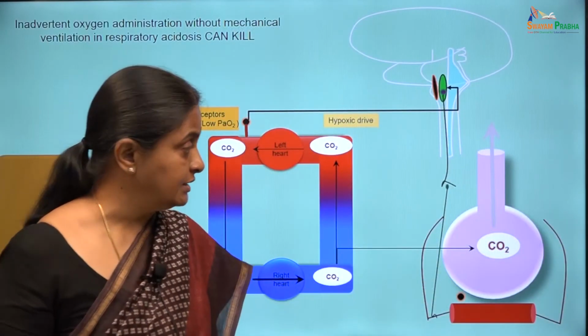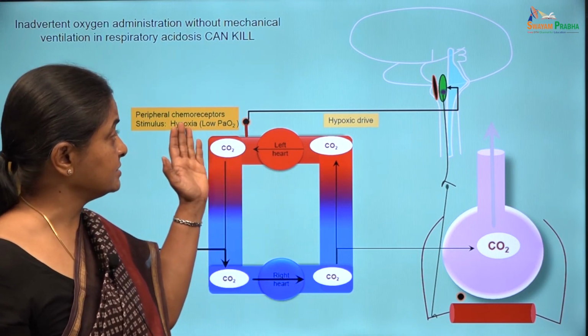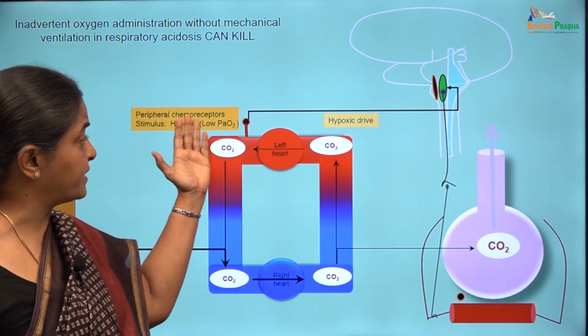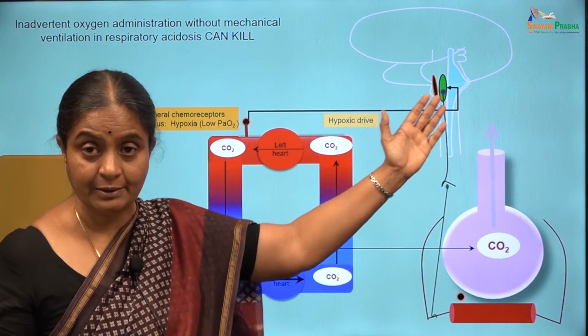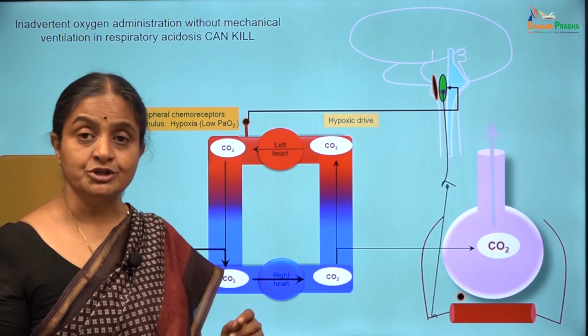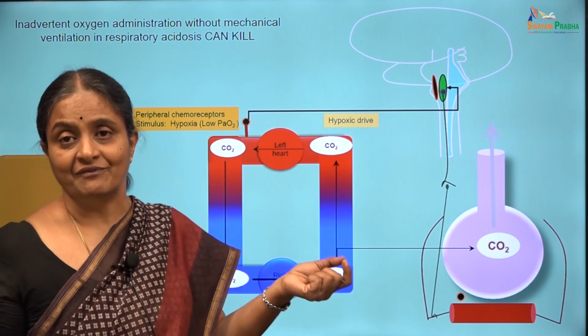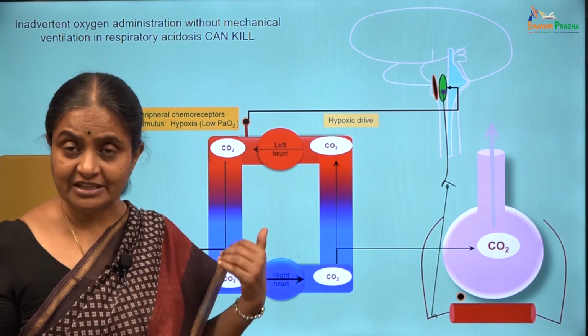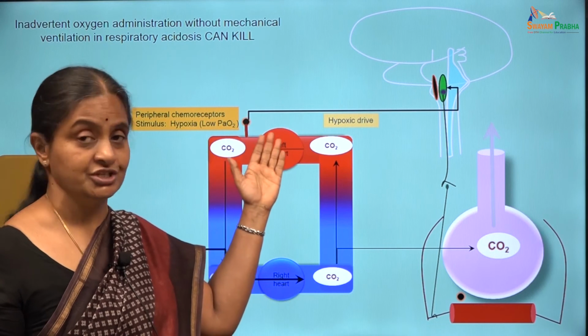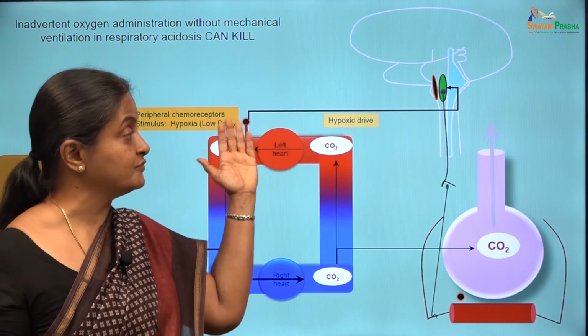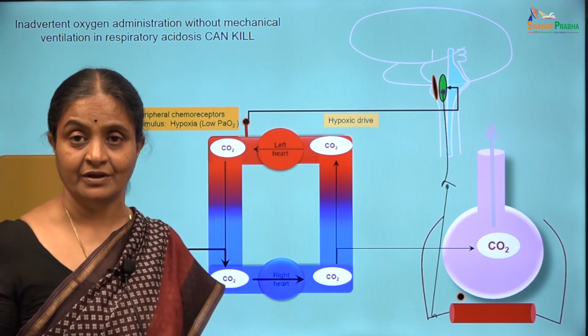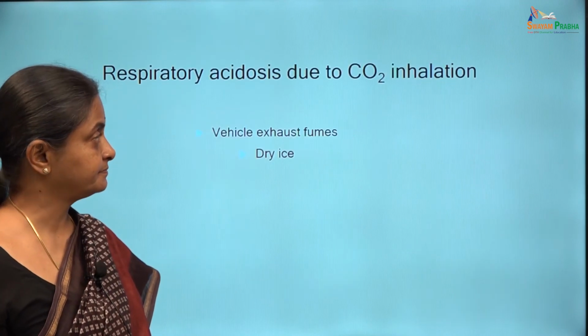This is something we saw earlier, that in respiratory acidosis, the primary drive for respiration is the hypoxic drive, and one should not give oxygen without putting the patient on a ventilator. If the patient is breathing spontaneously, giving oxygen may kill the patient because we are removing the only drive to the respiratory center.